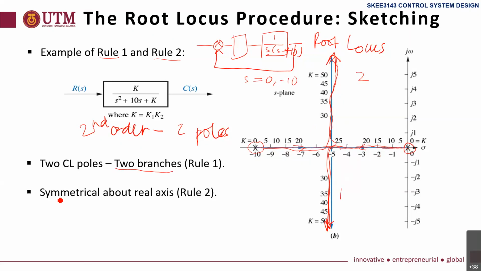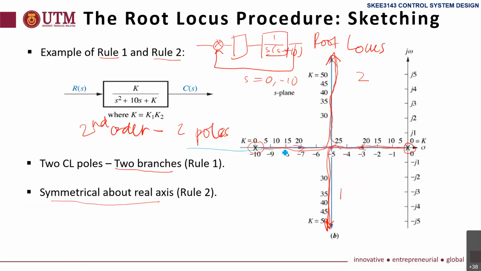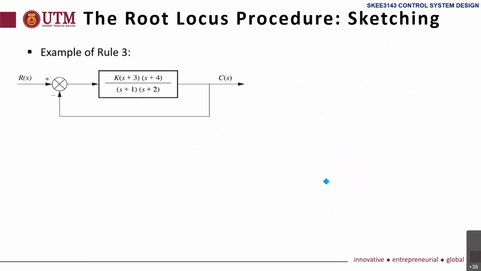The root locus rule number 2 is symmetry about the real axis. This is the real axis. We can see that it is symmetric about the real axis, but not about the imaginary axis. Only symmetric about the real axis. That is rule number 1 and number 2.